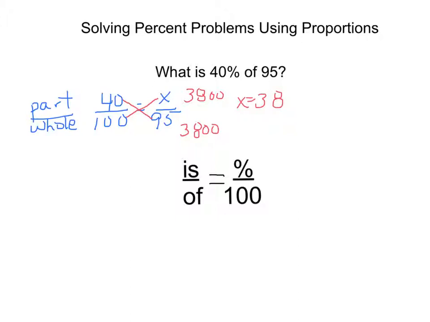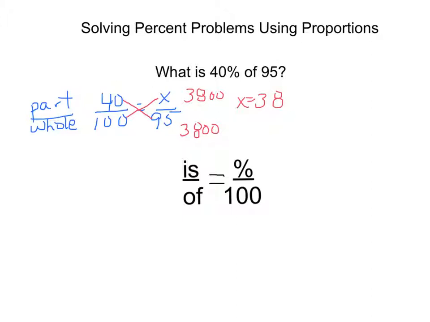The nice thing about solving percent problems with proportions is that there is a great way to remember how to set up the needed proportion regardless of the type of percent problem given. And that is by remembering: is over of is equal to percent over 100.